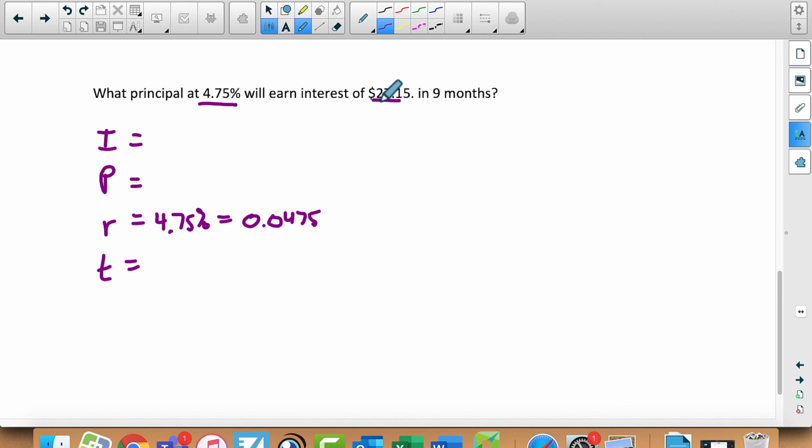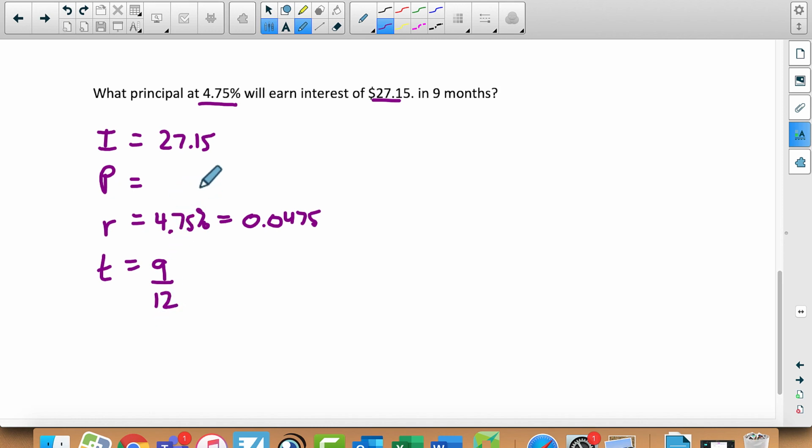We'll earn interest of $27.15. Oh, that's the interest. The interest is $27.15. Did I say 50? 15. In 9 months. Oh, so the time is 9. Wait a minute. Isn't it always supposed to be in years? Yes, it is. So 9 months. How are we going to switch 9 months into years? How many months in a year? 12. So you have to divide this by 12.